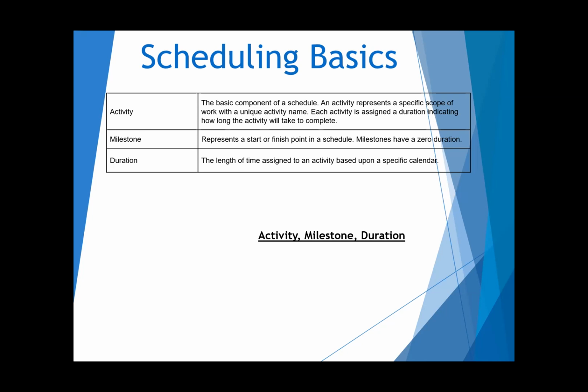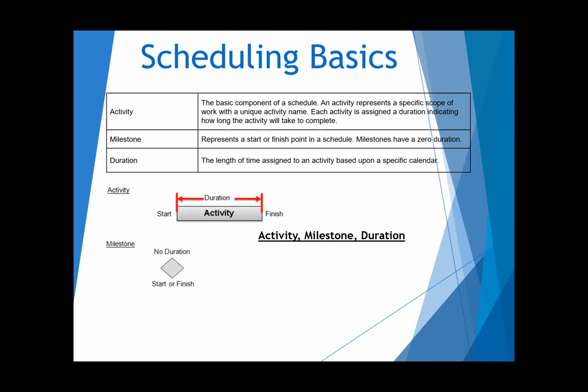And also duration. Duration is the length of time needed assigned to an activity based upon a specific calendar. So what you're going to see right now is that I'm pulling up an activity and it has a specific duration. This activity has a start and a finish, and in between that start and finish is the duration.